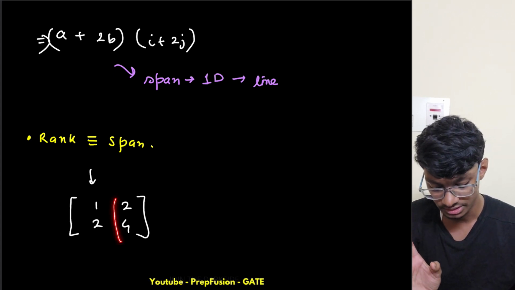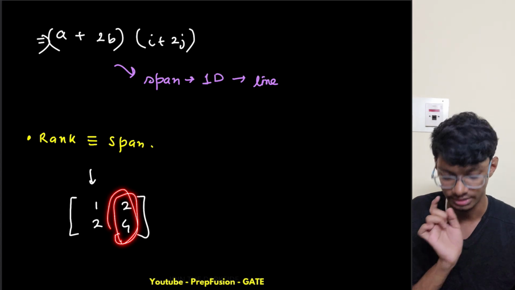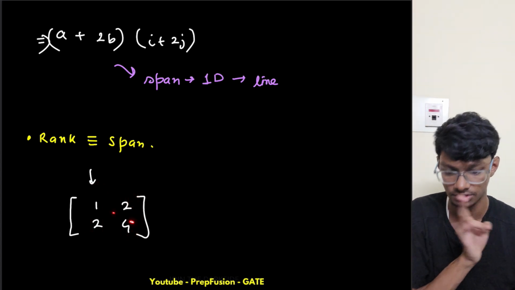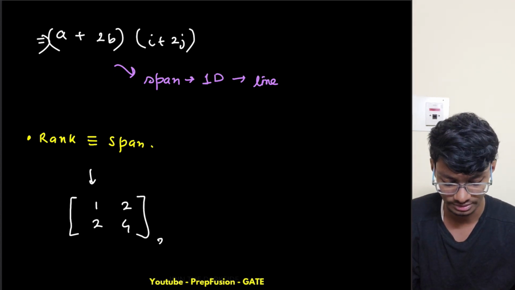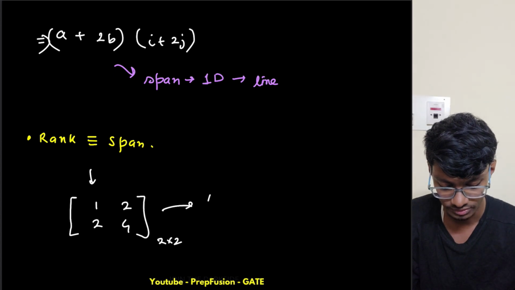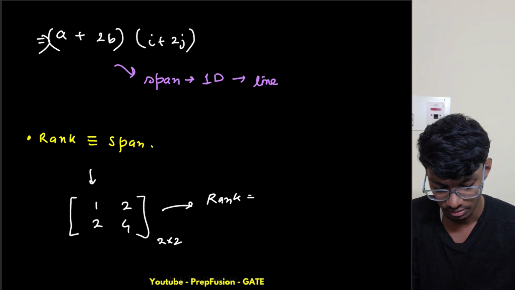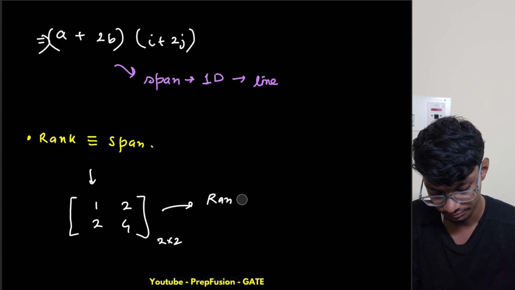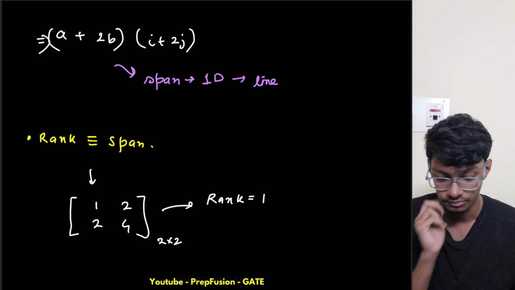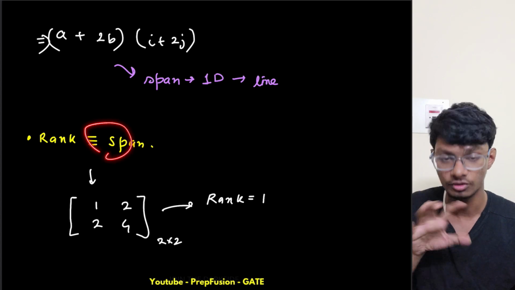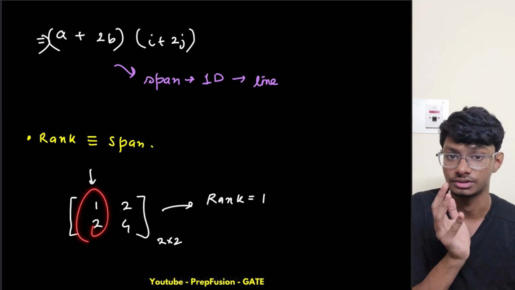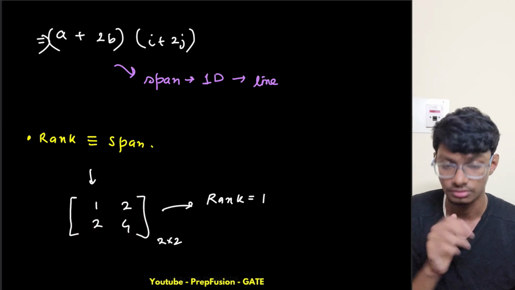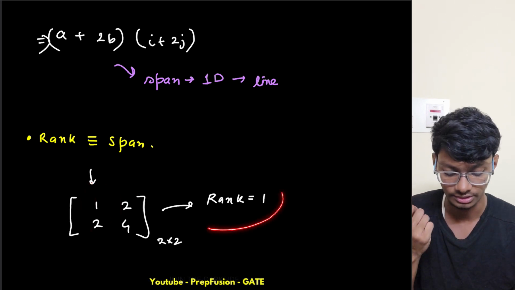First, what I see is this vector is a linear combination of this one. So 2 times this is this. So here the rank of this 2 cross 2 matrix will be 1. Why? Because the span is only 1D. We're only covering one direction, only one direction. From here you can also understand that this is a linear combination of this one. That's why the rank becomes 1.